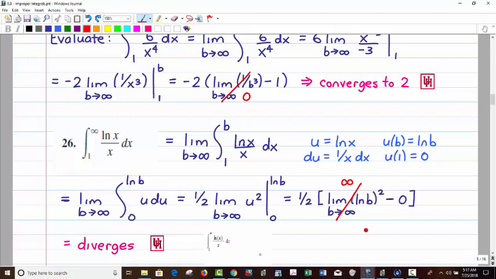As we've seen before in other sections with L'Hopital's rule, I believe that was covered, it goes to infinity, so game over, it diverges.